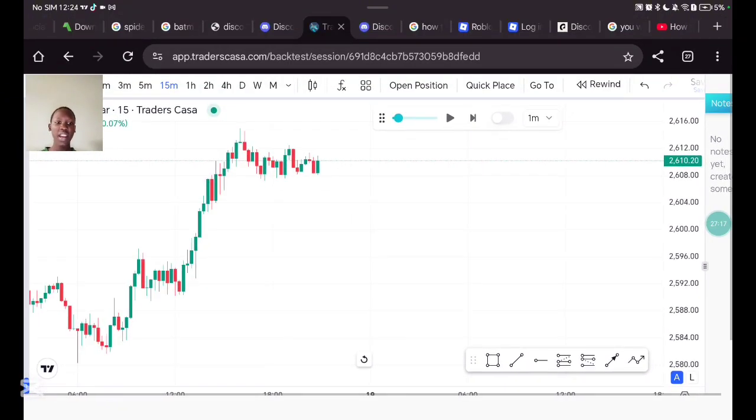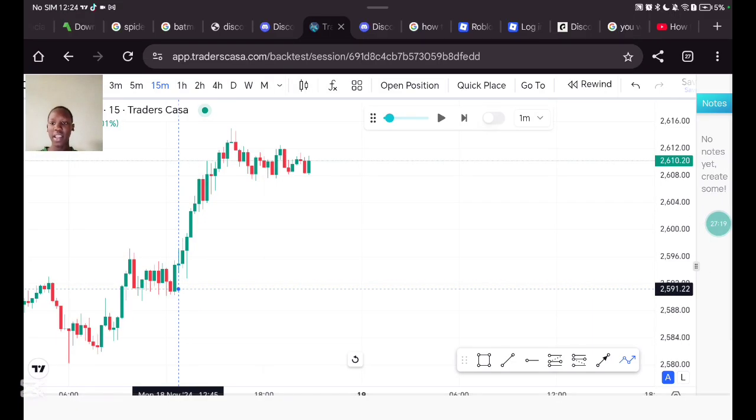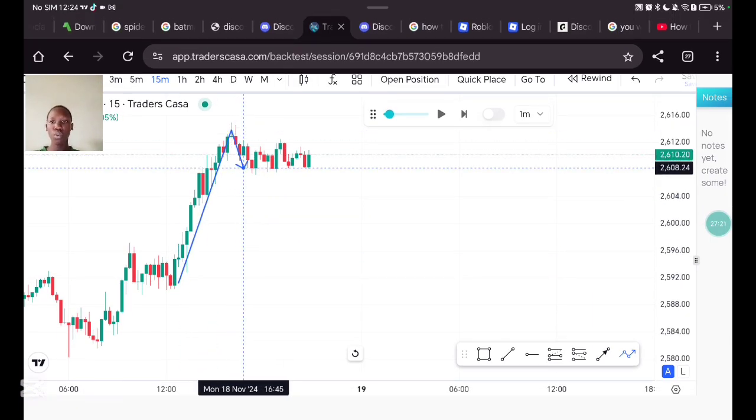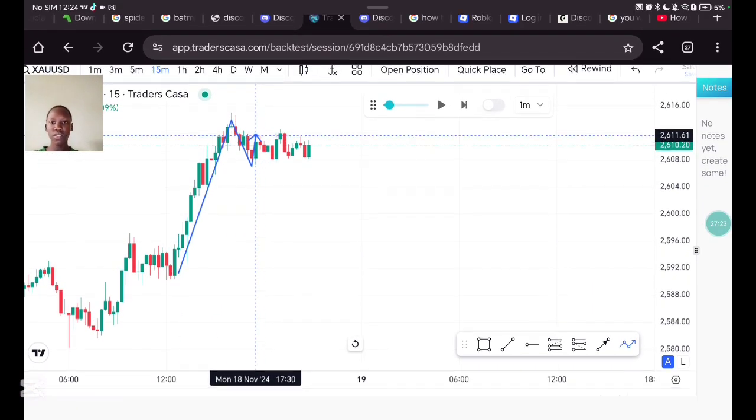Now, guys, which scenario do we have? Where there's aggressive buying, it will consolidate. It's consolidating.